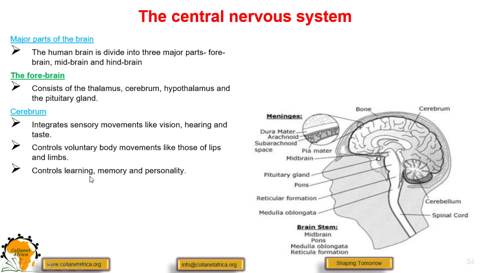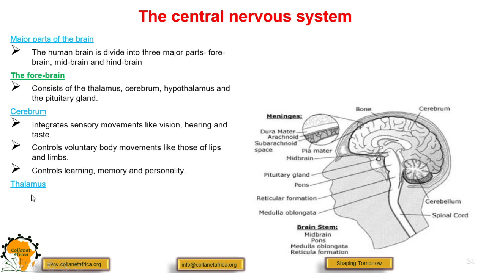It also controls learning, memory, and personality. We have various types of personality. I am actually sure that by the end of this lesson you will be able to remember something. So that is memory. That is part of the cerebrum.